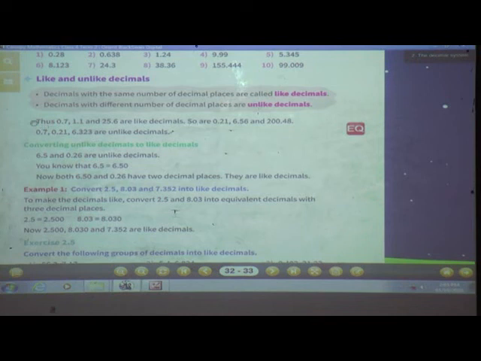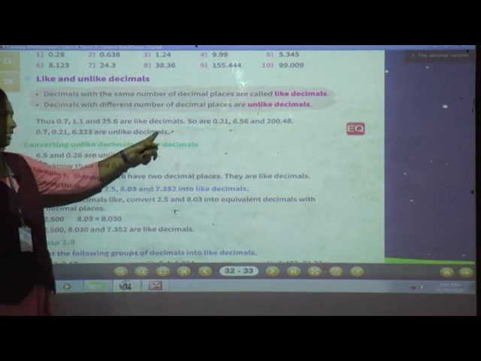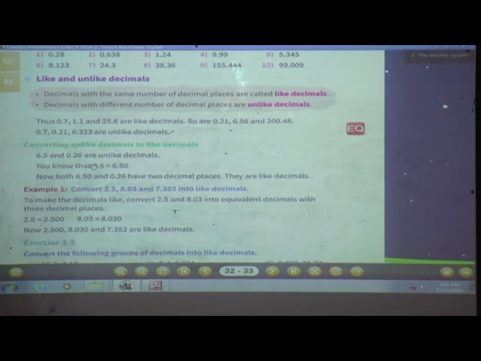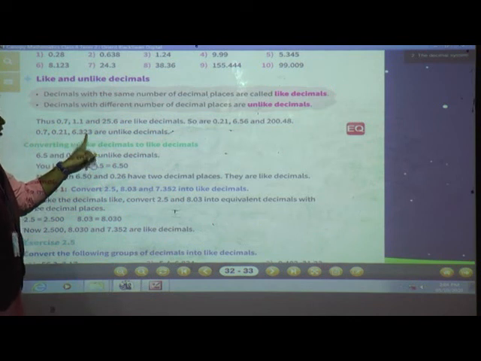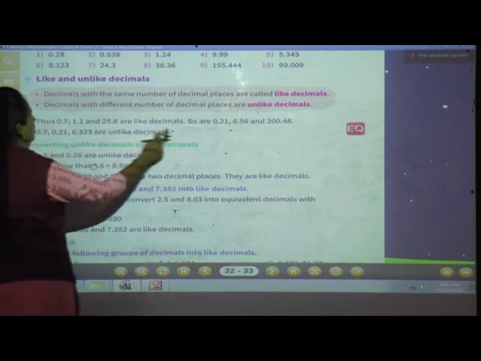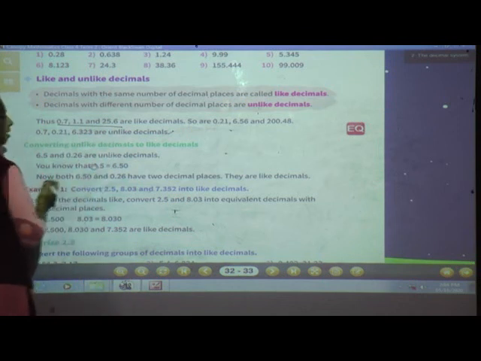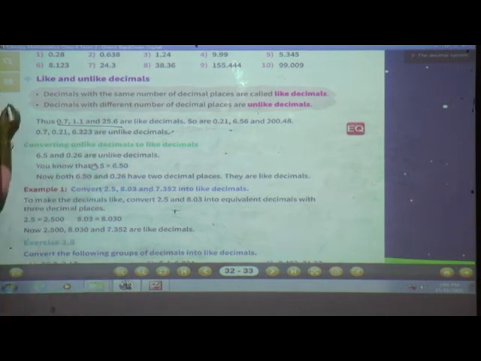Now we will see with the example. Now see, 0.7, 1.1 and 25.6 are like decimals. So are 0.21, 6.56 and 200.48. 0.7, 0.21, till here we will see first. See why these 3 decimal numbers are like decimals. See 0.7, so you have to write decimal point one below the other properly, 1.1 and 25.6.